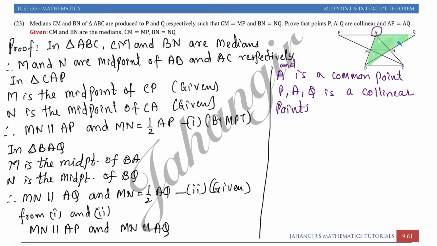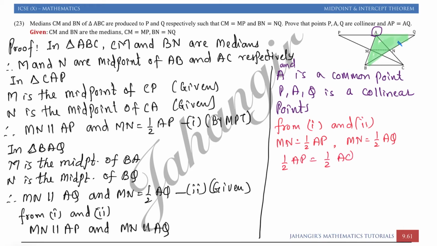Now again from 1 and 2 I can say, for the second part, in first I have MN is equal to half AP. In second we have MN is equal to half AQ. So therefore I can say half AP is equal to half AQ. So therefore we can say AP is equal to AQ. We got that part also. AP is equal to AQ.